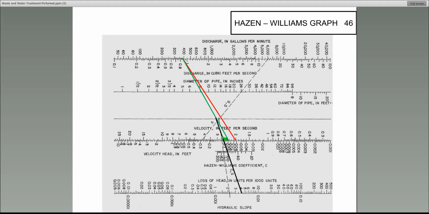So you can see that if you know you're putting in an 8-inch line, or if you know the velocity and you know the discharge, you can just draw a line from whatever your discharge is to the velocity. That would give you the size of pipe you need. So you wouldn't have to work through that formula to get the 8-inch pipe.